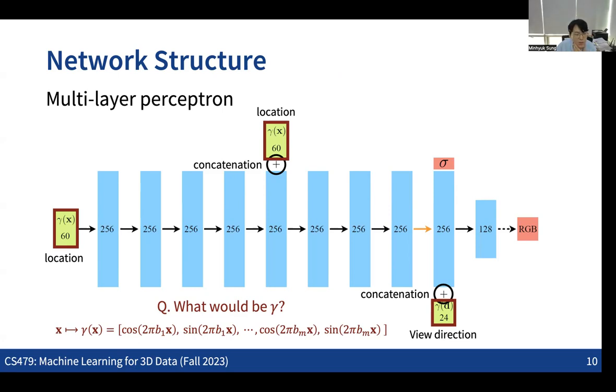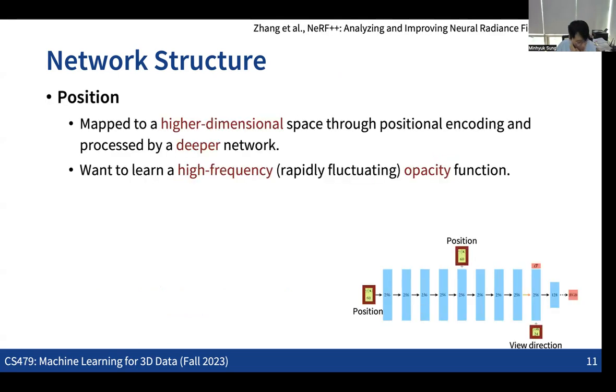Yeah, so what we are aiming for here is to map the position to a high dimensional space and also process it with a deeper network, which means that we want to learn some kind of high frequency function. That's what we also discussed in the positional encoding. As we map the input to a high dimensional space and process it with a deeper network, it becomes much easier to learn a high frequency function, which means that we expect there might be more fluctuation in the output quantities. And this can be true for many cases.